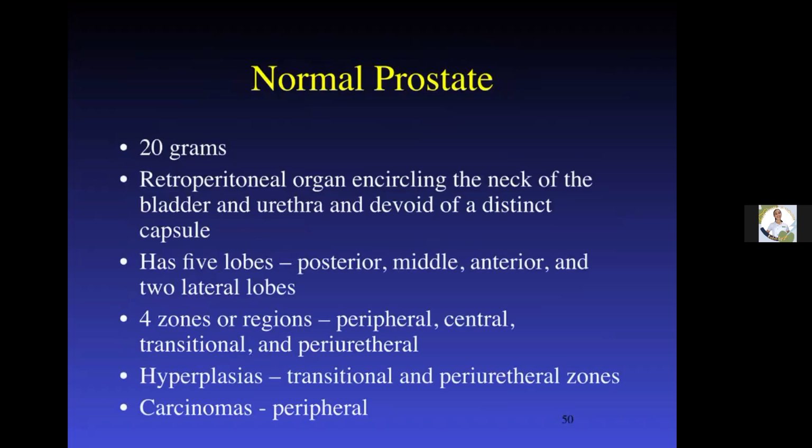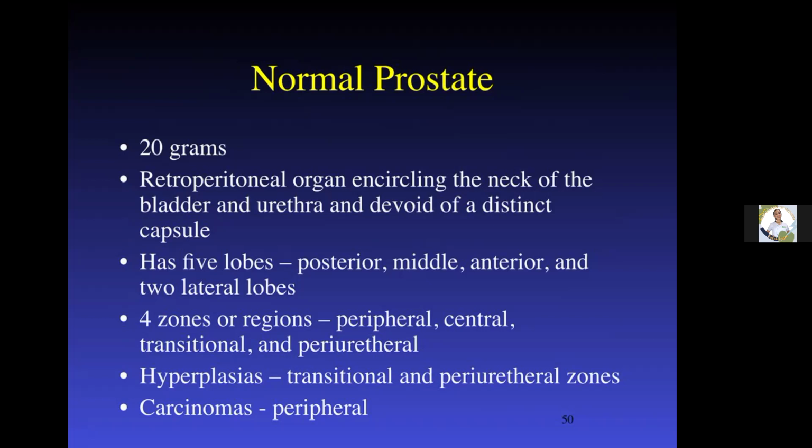Normally, the prostate weighs 20 grams. It is located in the retroperitoneal area. It encircles the neck of the bladder and urethra, and it is devoid of a distinct capsule. It has 5 lobes: the posterior, the middle, the anterior, and 2 lateral lobes. It has 4 zones or regions, namely the peripheral, central, transitional, and periurethral.